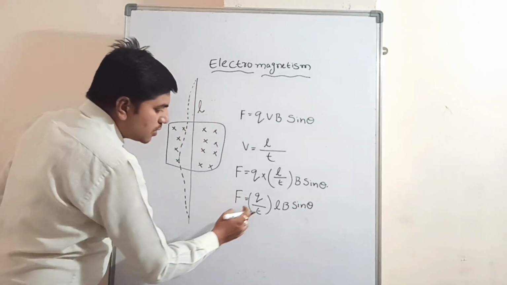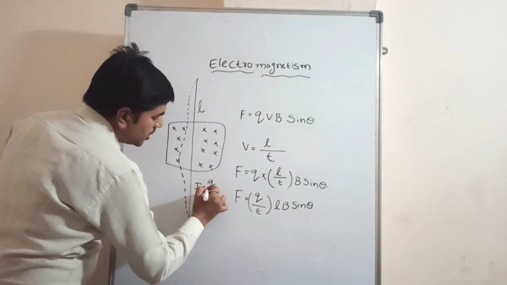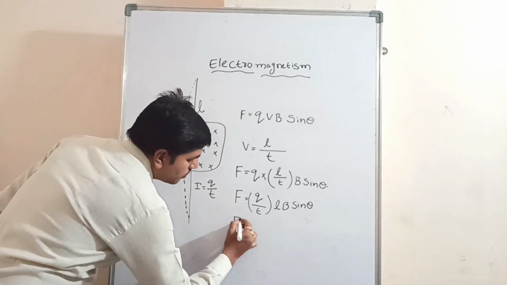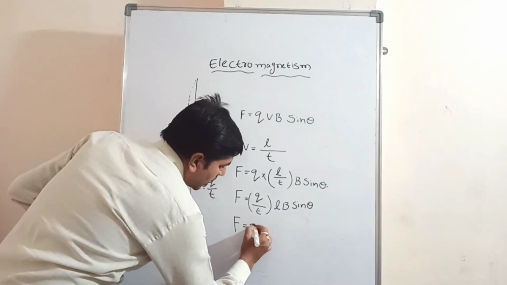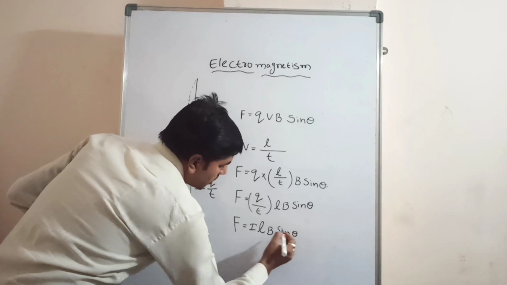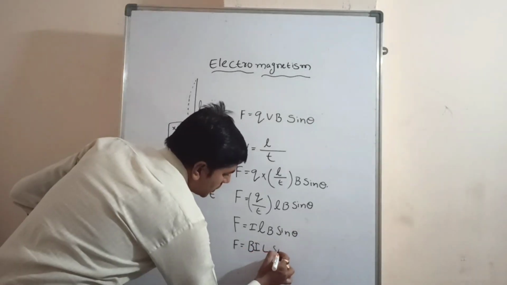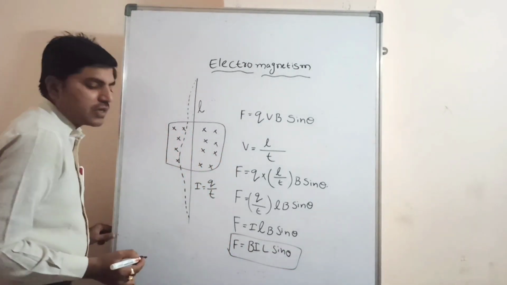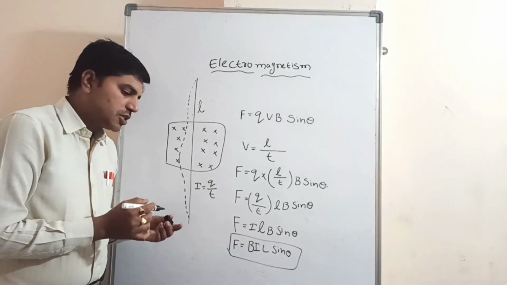In this, Q by T is nothing but I, since we already know that I is equal to Q by T, charge by time. Instead of Q by T I write I, so F is equal to I L B sin theta, or otherwise F is equal to BIL sin theta. This is the formula to find the resultant force acting on a straight wire or conductor.